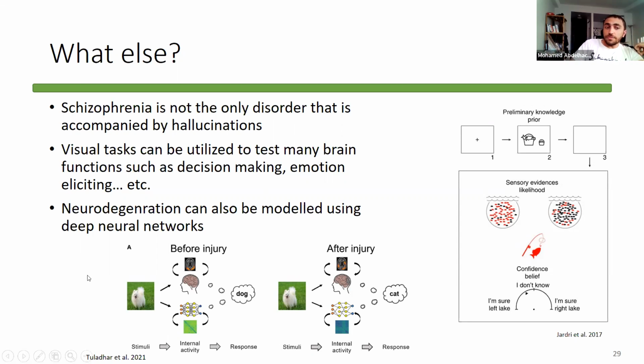Another idea is studying neurodegeneration by modeling using deep neural networks. If you have neurodegeneration or an injury in certain parts of the visual cortex, since neural networks are really good at this, you can try to remove those connections and simulate what is going to happen in the brain. So there are a lot of different possibilities that you can explore. And that's, I think, all about that subject.